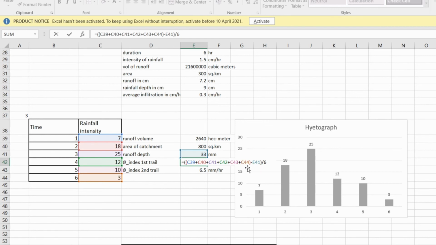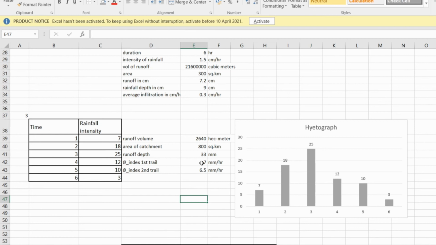minus E41. What is E41? E41 is nothing but the runoff depth. So the total rainfall depth minus the runoff depth divided by 6 will give you the phi index value. In the first trial, I got to know that my phi index is 7 mm per hour. Now you should not stop at this point. There is a little change that you have to do in order to calculate the exact value of phi index. Now I'll verify with the hydrograph.